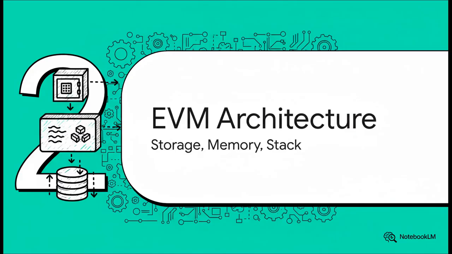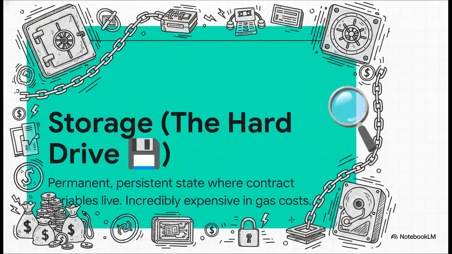Now, to execute all these opcodes, the EVM has to juggle data between three very different locations. And let me tell you, knowing the difference between these is absolutely fundamental if you want to understand gas costs and optimization. So let's break them down. First up, we've got storage. The best way to think about this is as your contract's permanent hard drive. Any of your state variables, like, say, a user's token balance, they live here forever. But because you're permanently writing to the global state of the entire blockchain, using storage is incredibly expensive.